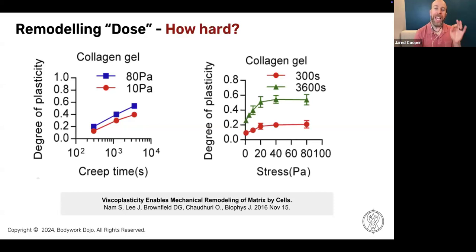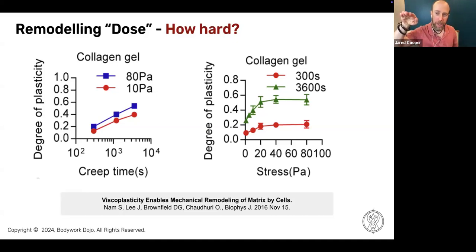What about intensity? How hard do you have to push? Now, if you look at this graph, on the x-axis is stress. In other words, how much force is being applied, and on the y-axis is degree of change. And what do you notice about this curve?